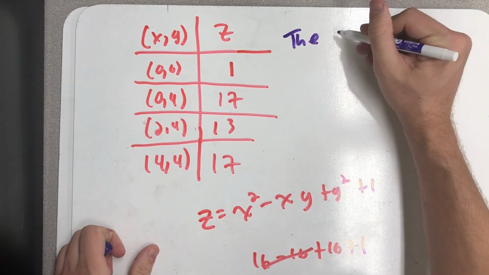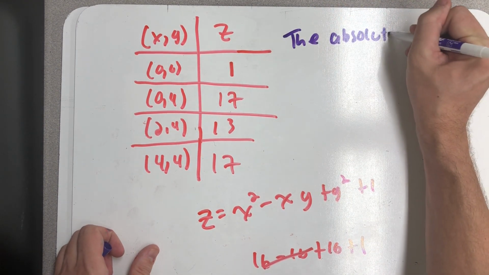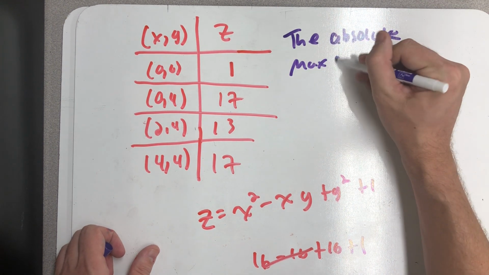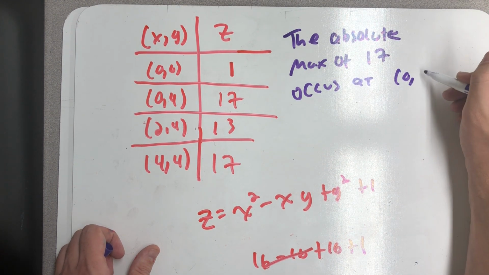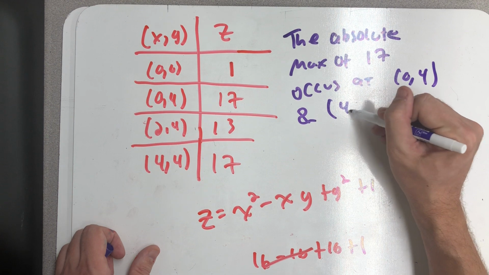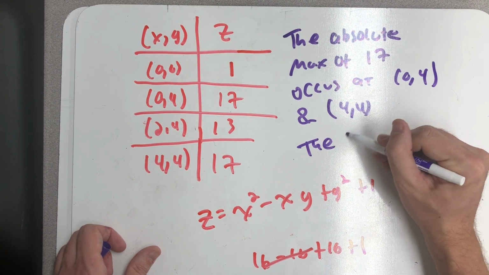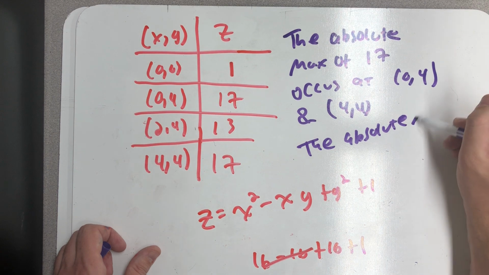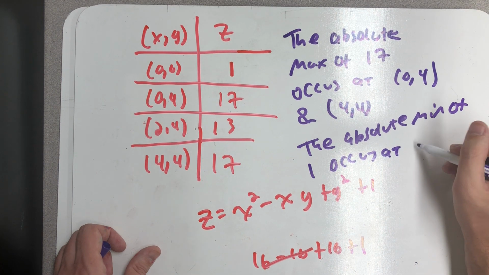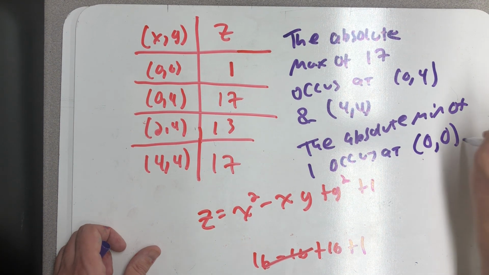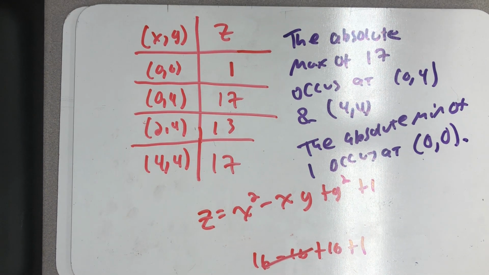The absolute max of 17 occurs at the points 0, 4 and 4, 4. The absolute minimum value of 1 occurs at the point 0, 0. All right, we found the absolute min, the absolute max, and there's even a GeoGebra graph in the YouTube description and on our Moodle course page so that you can make sure that we actually worked it out correctly.